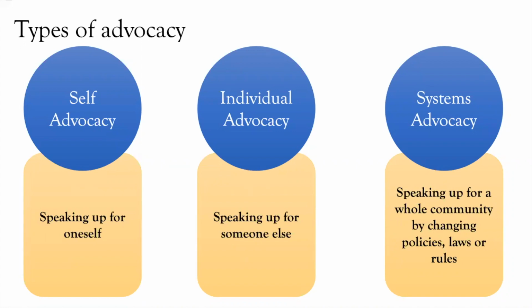Absolutely. Perfect. And I think for systems advocacy, a good example would be basically what we're about to do when we go to Washington, advocating for patients with special healthcare needs and the pediatric population as a whole, by changing policies, laws, and rules. Right. Both individual advocacy and systems advocacy are advocating for someone else or a particular group of the population who cannot speak for themselves. So all three definitions are exactly spot on. Amazing.